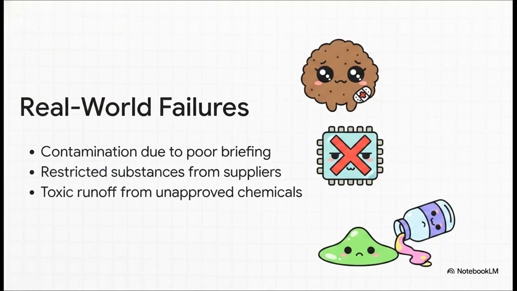And guys, these aren't just theoretical paperwork failures. The source material highlights some real-world consequences here. Imagine a construction contractor causing massive soil contamination simply because they were poorly briefed on the site rules. Or an electronics manufacturer suddenly facing huge product recalls because weak supplier verification allowed restricted toxic substances into their components. Or even just a simple facility contractor causing toxic runoff by using unapproved hazardous cleaning chemicals, all because no one bothered to check their supplies.